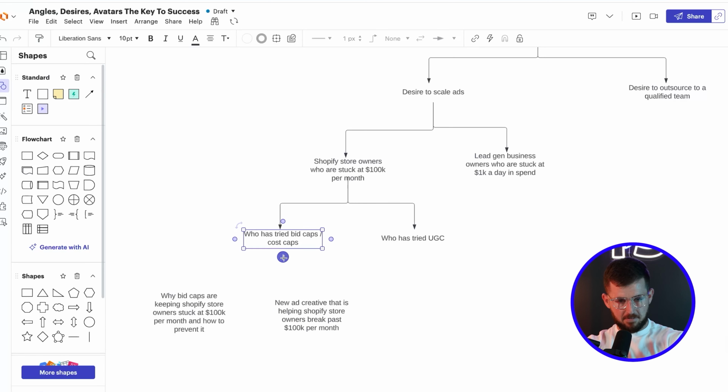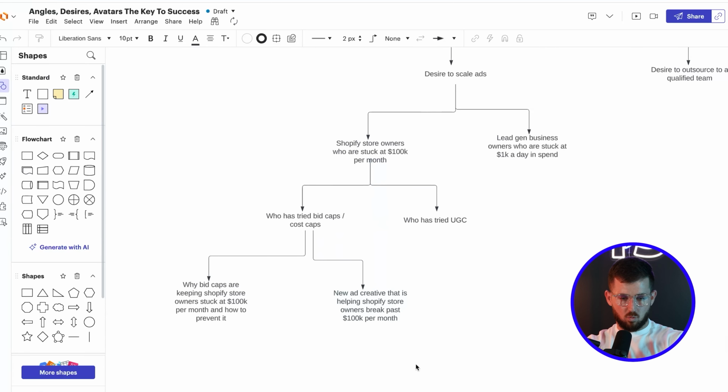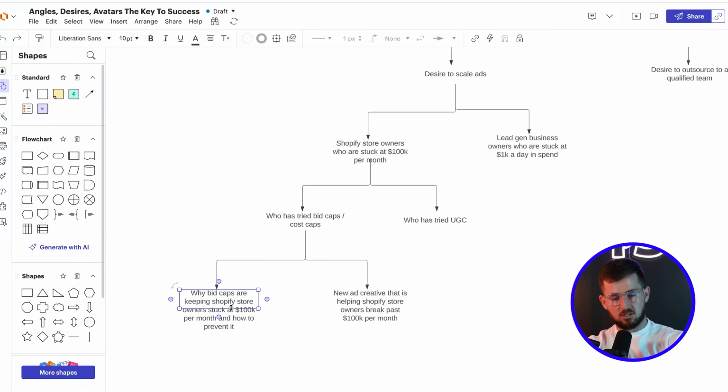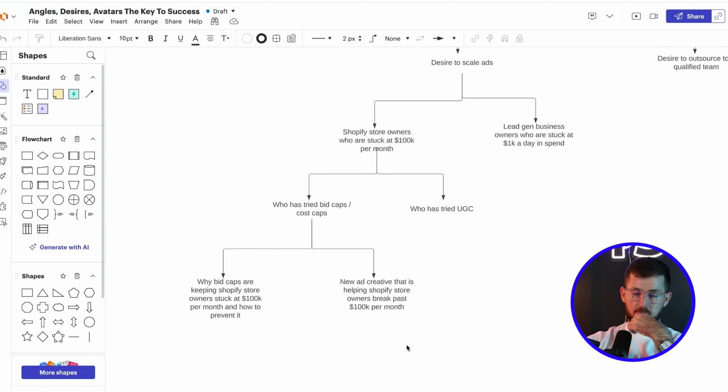Boom. So if they've failed and tried bid caps and cost caps, then these are two hooks we can actively use to grab their attention. One way is to call out what they're currently using and say how it's terrible, it's really bad, and here's how to prevent that. Another way is simply introducing a totally new idea and calling that out, because then it makes me realize, oh, if I've been sold on bid caps, then this is a new strategy that's helping Shopify store owners break past 100K a month.